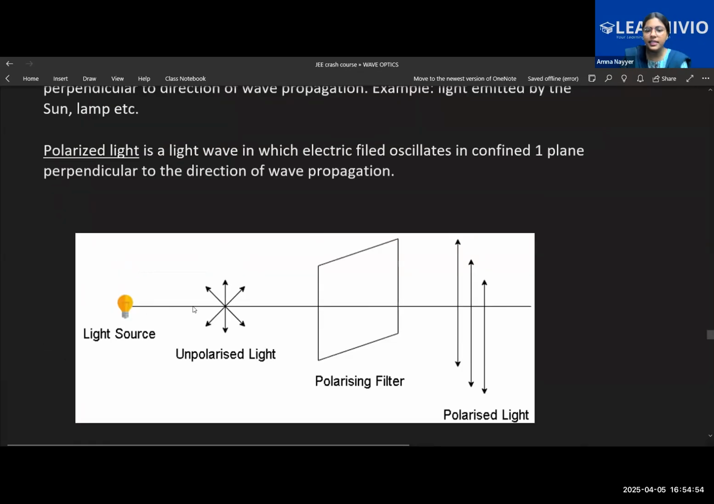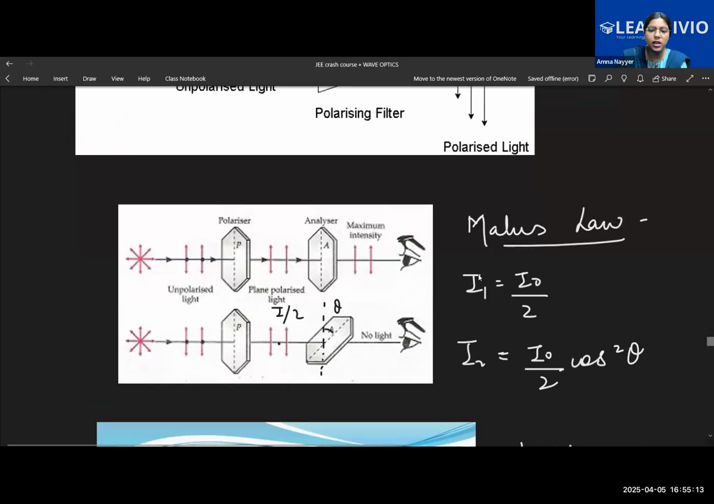So look, this is a light source. This is unpolarized light in every direction. If you place a polarizing filter, only along this direction will the light rays be able to pass through. So what will happen as a result? Polarized light will be formed, meaning it will travel in only one direction, one plane. This is what polarized light is.